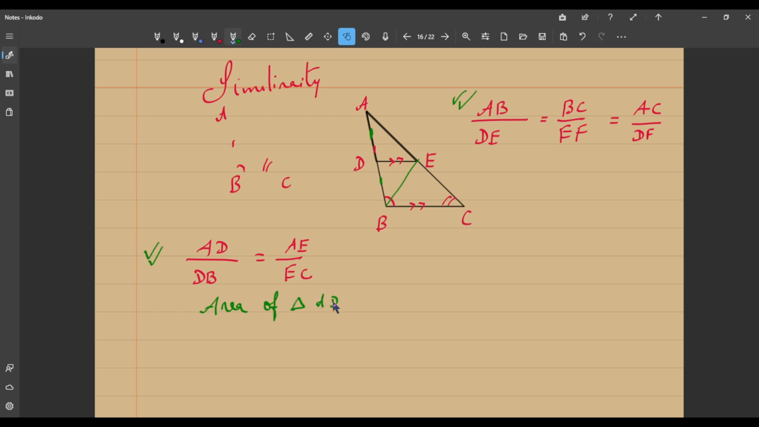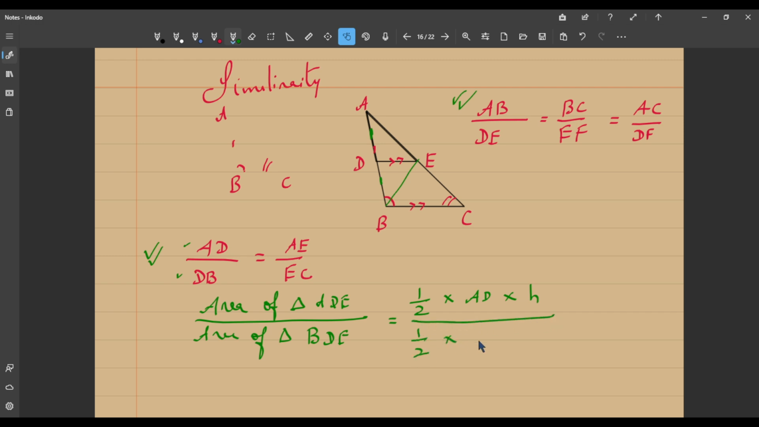Area of triangle ADE divided by area of triangle DEB or BDE. The purpose is to bring in these two ratios, AD by DB, but we are comparing the areas of triangles ADE and BDE, the bases of which are AD and DB respectively. So let me write the formula for the area. Half into base, which is AD, into height, is the area of triangle ADE. And what about the triangle in the denominator? That is also half into the base of that triangle, BD, into its height.